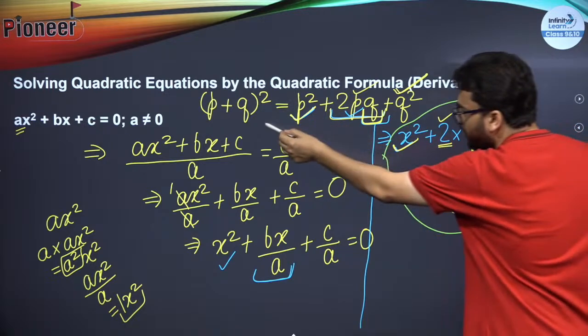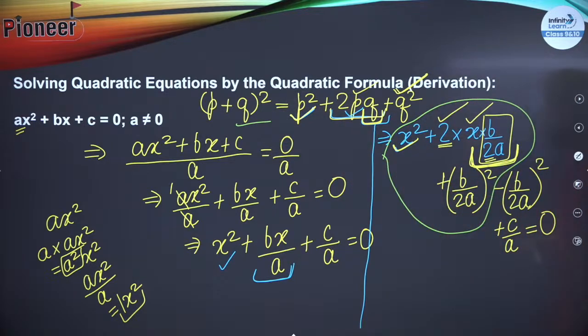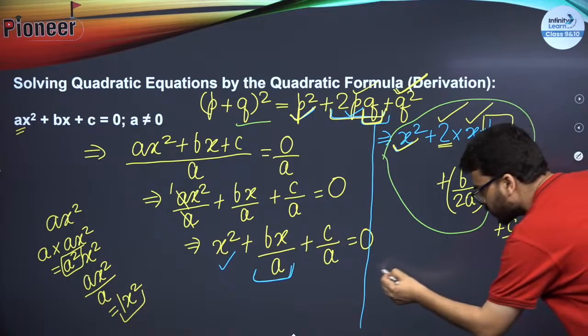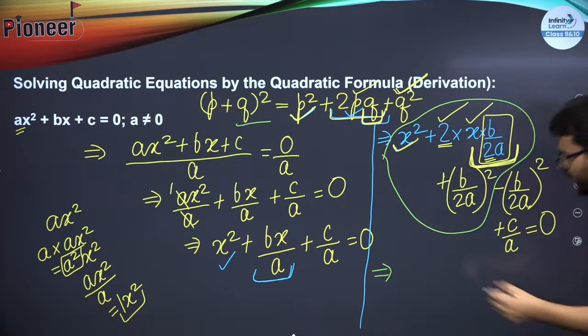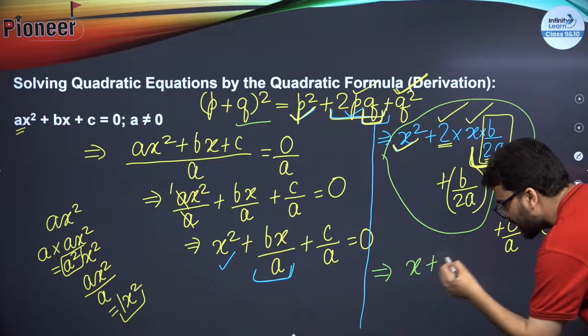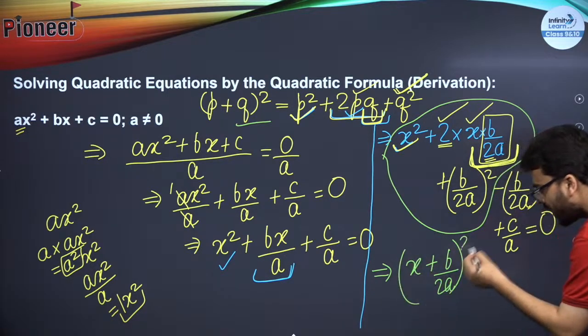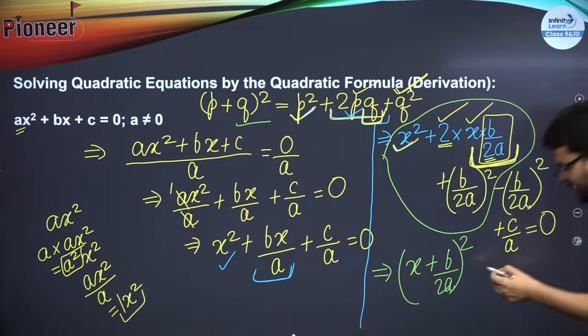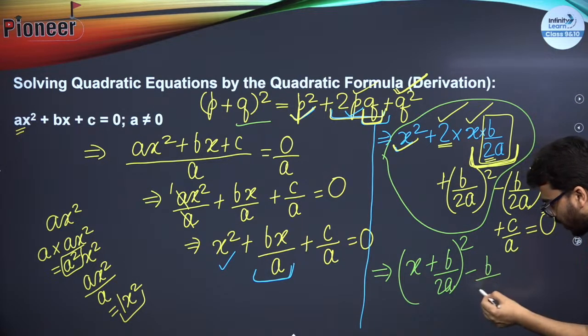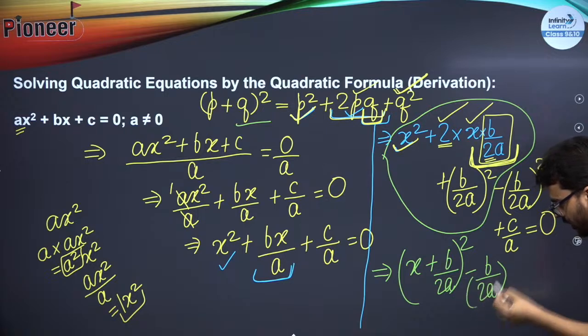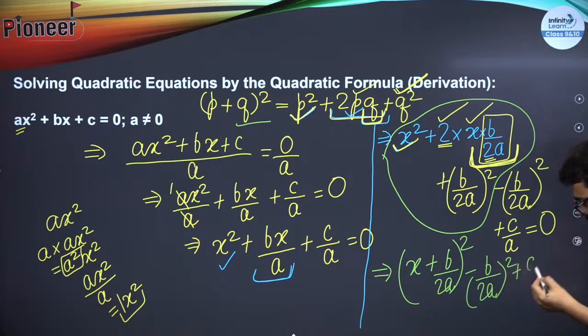It is of the form p plus q the whole square. So this whole thing will be x plus b upon 2a the whole square. And minus b upon 2a the whole square is already there. Plus c upon a, that is equal to 0. I hope this is clear.